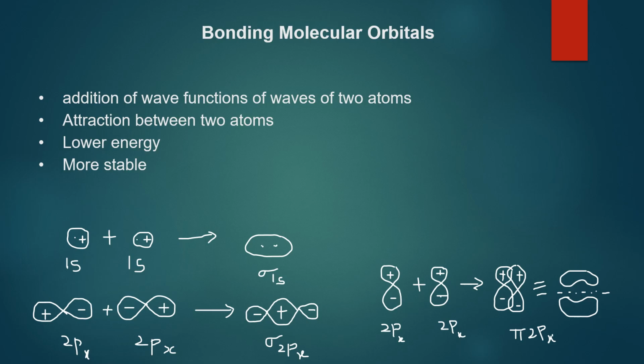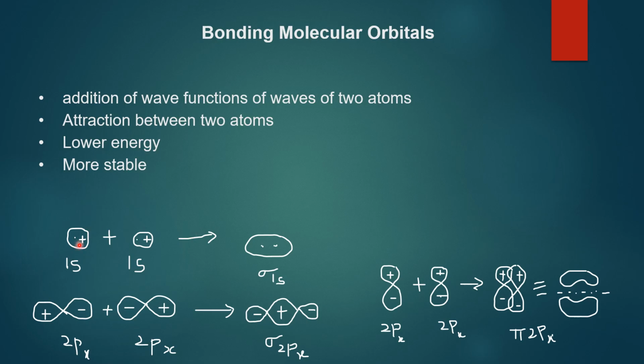Look at the pictures. In the first picture, the 1s atomic orbital with a positive sign overlaps with another 1s atomic orbital with a positive sign to form sigma 1s bonding molecular orbital. Look at the second picture. The negative sign of 2px atomic orbital overlaps or combines with the negative sign of 2px orbital to form a sigma 2px bonding molecular orbital. Here the two orbitals with the same sign combine together to form a bonding molecular orbital.